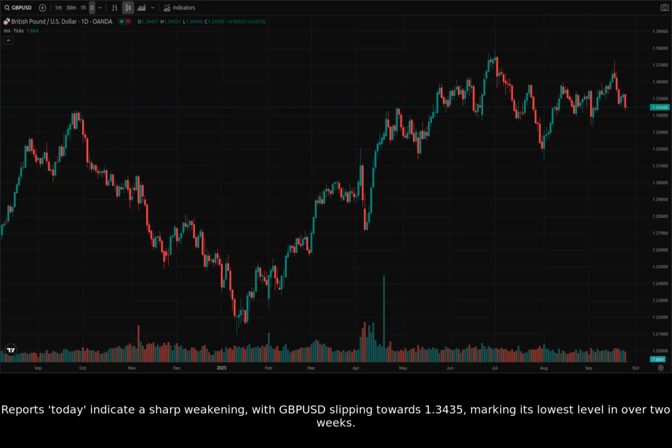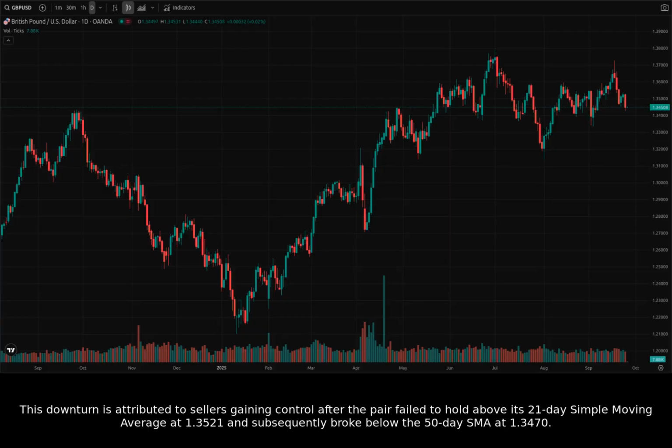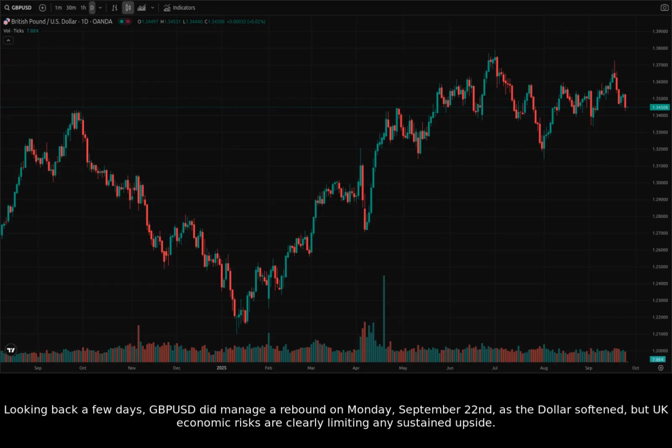Reports today indicate a sharp weakening, with GBPUSD slipping towards 1.3435, marking its lowest level in over 2 weeks. This downturn is attributed to sellers gaining control after the pair failed to hold above its 21-day simple moving average at 1.3521 and subsequently broke below the 50-day SMA at 1.3470. Looking back a few days, GBPUSD did manage a rebound on Monday, September 22nd, as the dollar softened, but UK economic risks are clearly limiting any sustained upside.